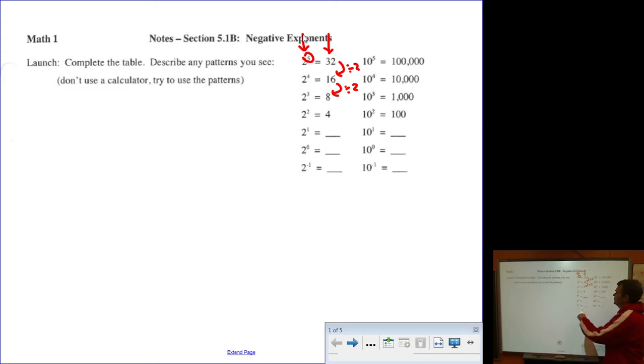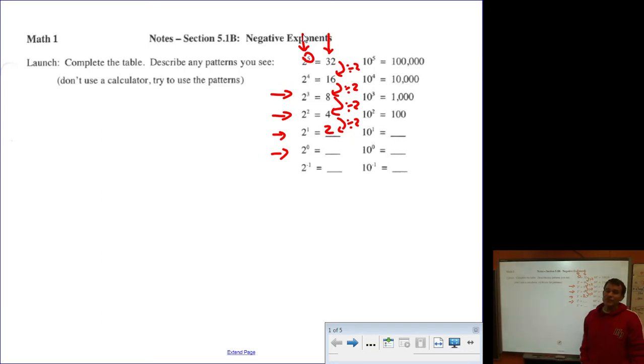So I think we'd all agree that 2 to the 3rd power is 8, 2 times 2 times 2, and 2 to the 2nd power is of course 4. And we all know that if we keep dividing, then this one would need to be 4 divided by 2, which is 2. And I think we all knew that 2 to the 1st power is 2. The next one here is where it really starts to get interesting.